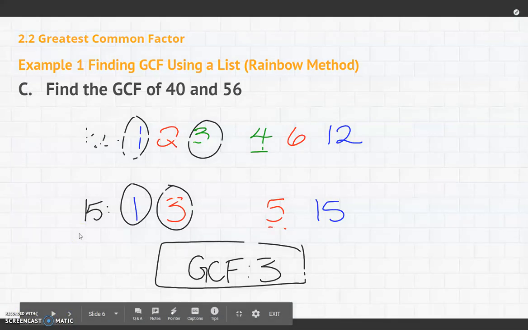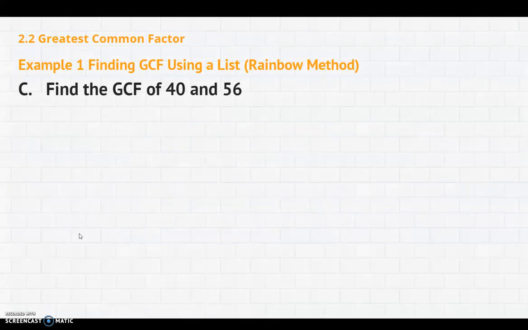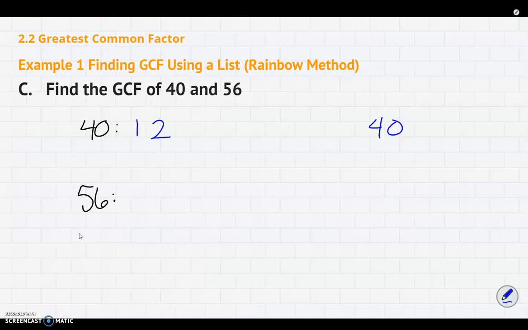Next example is between 40 and 56. So I list the factors for 40, and I list the factors for 56. So again, I'm going to start with 1 and 40. I know 2 is a factor of 40, 2 times 20. 3 is not a factor of 40, but 4 is, and that would be 4 times 10.